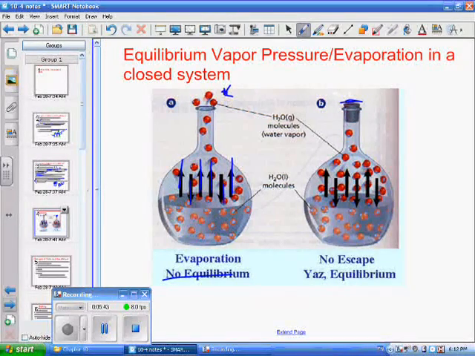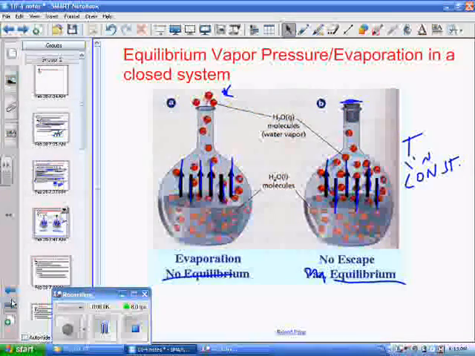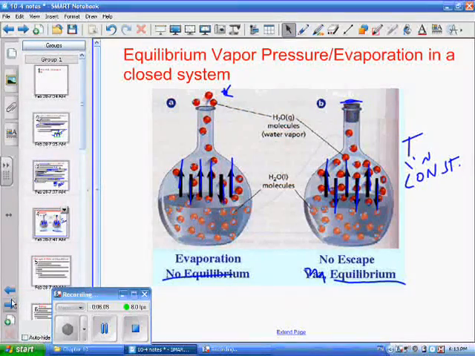Once I cap it and let time go by a little bit and keep the temperature constant, the temperature has to remain constant, then I will have as much evaporation as I will condensation. So there will be an equilibrium. It has to be capped, and there has to be time that follows.